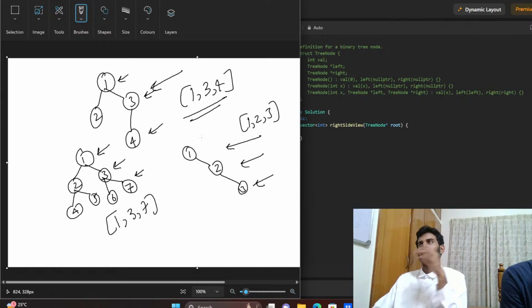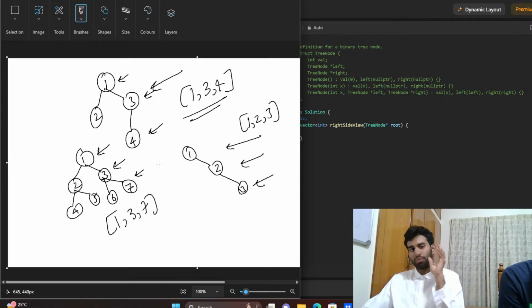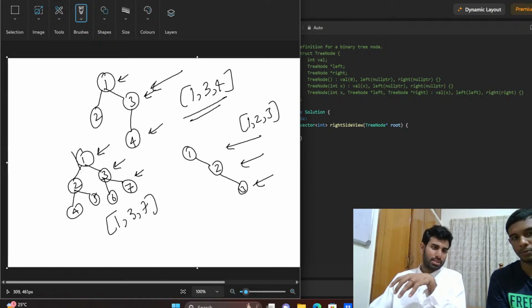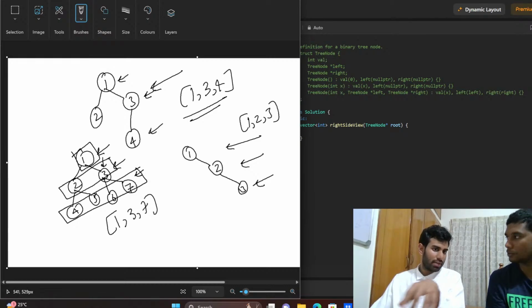So, what is the approach that we can think of? The approach that I can think of is why don't we just do the normal breadth first search and always store in your answer the last node in every level. For example, this is level 0, and this is the last node of this level. This is level 1. There are two nodes, but the last node is essentially node 3. Now, these four nodes, 4, 5, 6, 7, are part of the next level, but the last node in that level is node 7.